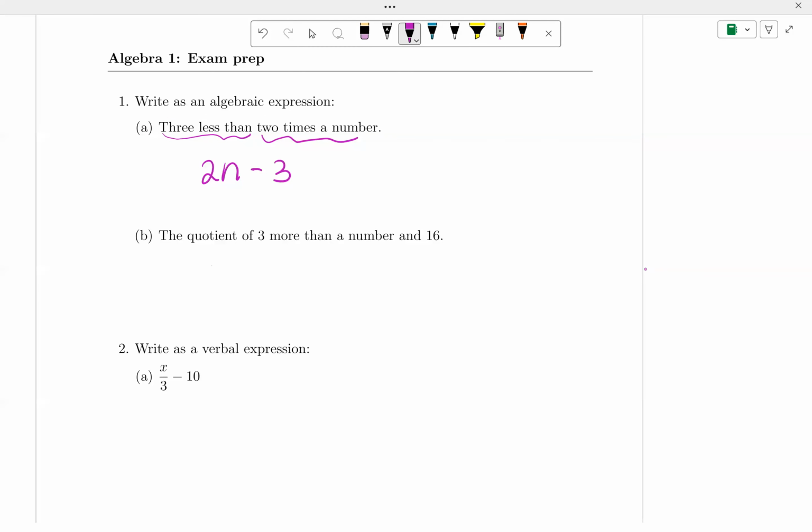The next question, the quotient of 3 more than a number and 16. So quotient means division, for those who are wondering. And then we have 2 things that are being divided. What are they? 3 more than a number is that first thing, and the second thing is 16. So 3 more than a number is n plus 3, divided by 16.